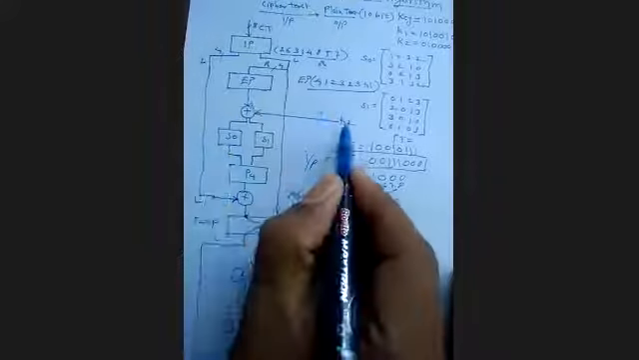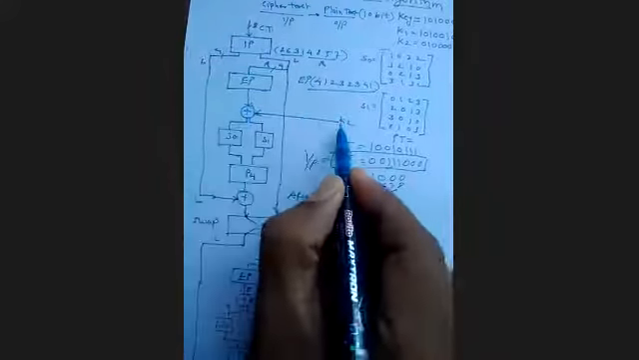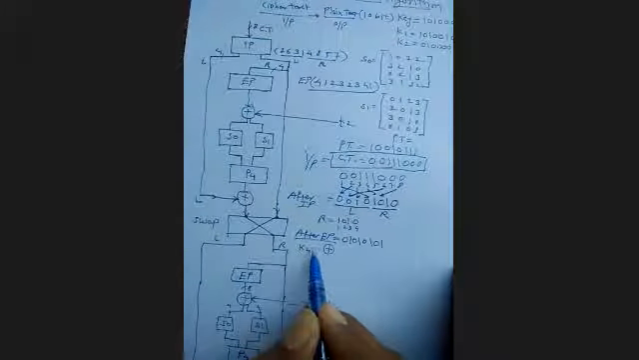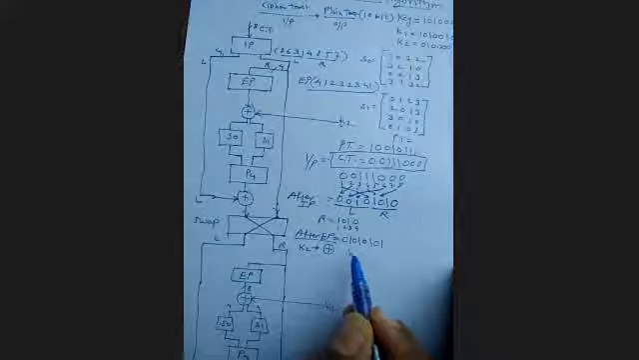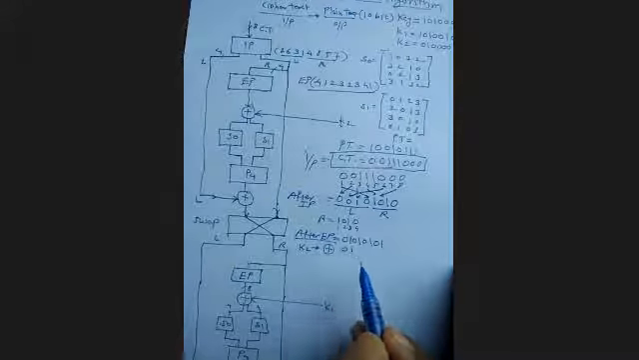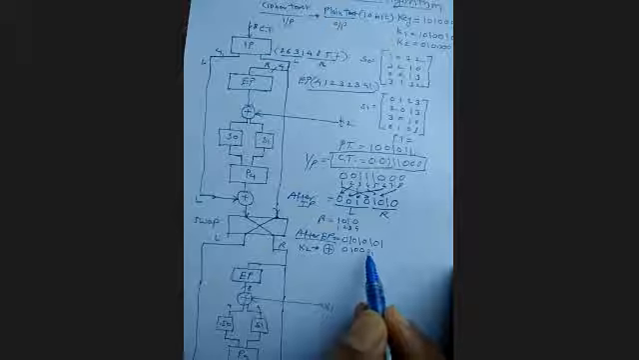Got it? Now here comes the addition of K2. See, here I have done the K2 addition. So what is the value of K2? 0, 1, 0, 0, 0, 0, 1, 1. So perform the K2 addition. The value of K2 is 0, 1, 0, 0, 0, 0, 1, 1.